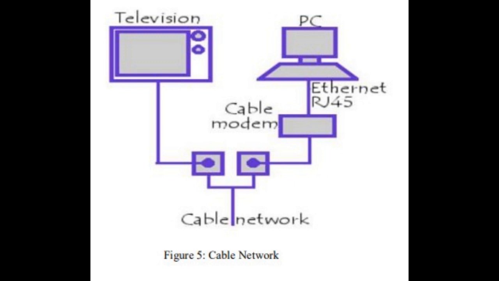1.2.2.4.2 Cable Network. Figure 5. Cable Network. Look at the screen. In a cable network, cables are used as the transmission medium in the network. Cable Internet uses the television cable infrastructure to provide Internet accessibility. This is also called broadband Internet access.